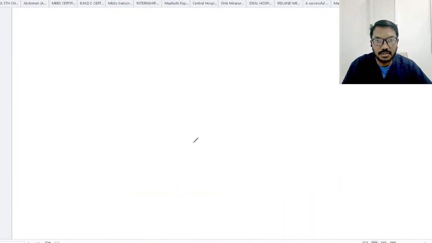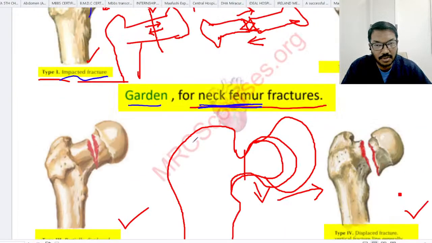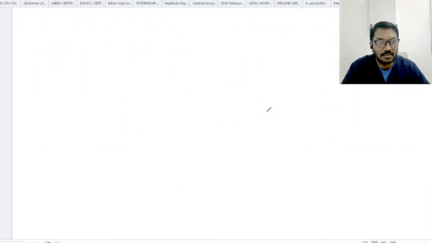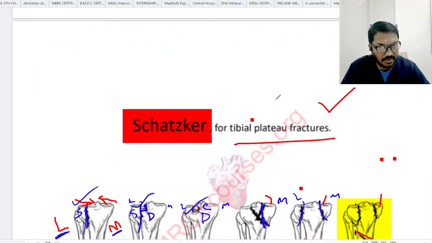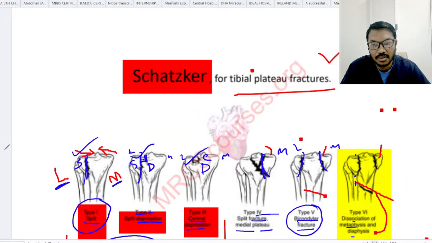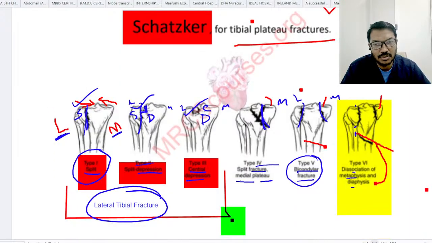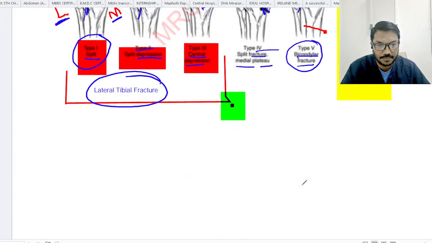So we have seen Garden classification for femoral neck fracture, or neck of the femur fracture. That was type 1, 2, 3, 4. And then we have seen the classification for tibial plateau fracture, where we have type 1 to 6. Type 1 to 3 is lateral plateau fracture, and type 4, 5, and 6 is medial.